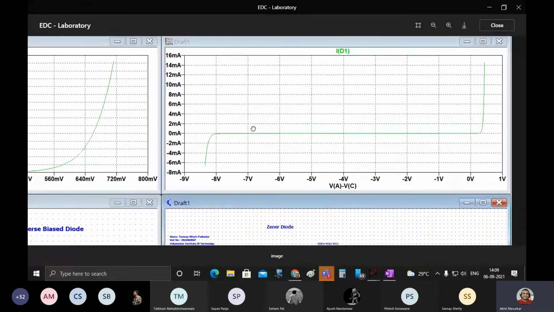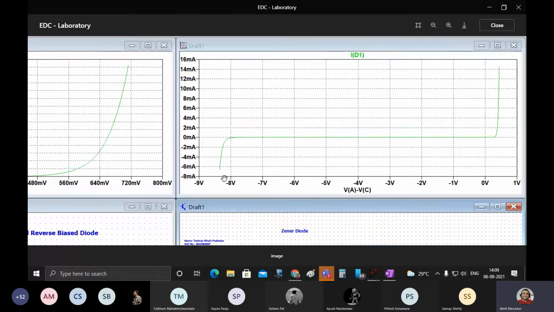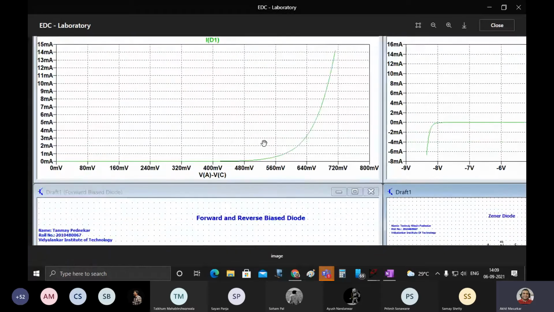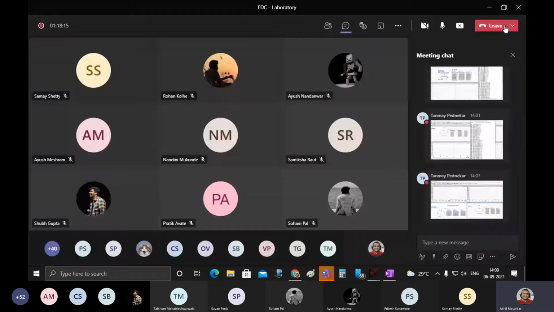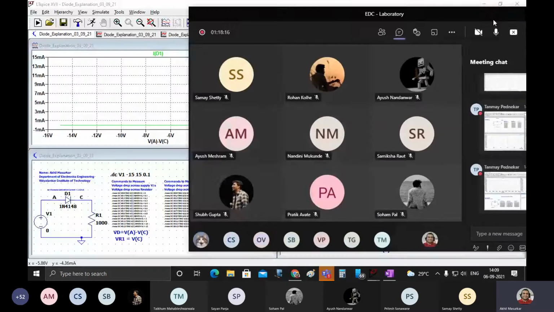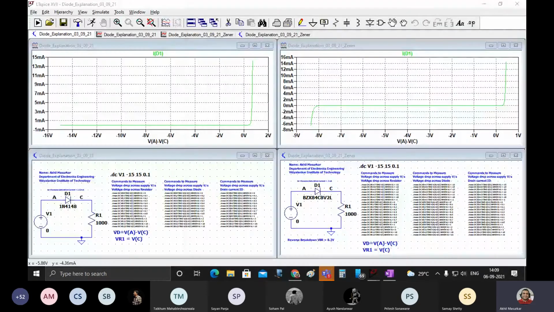Okay. So here you are getting that reverse characteristics, na? Here you are getting only 0. So this is good. You are doing the things well.